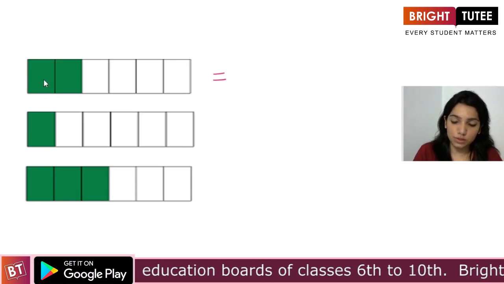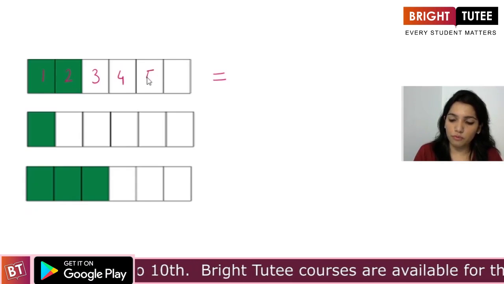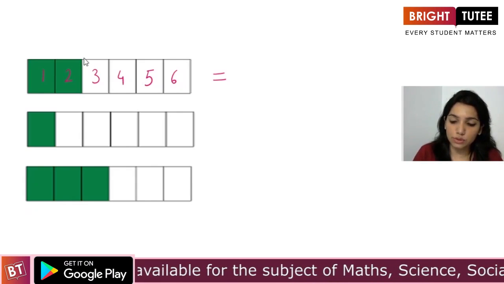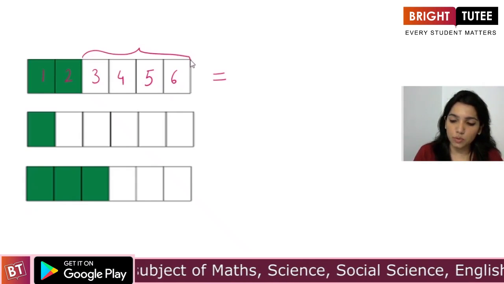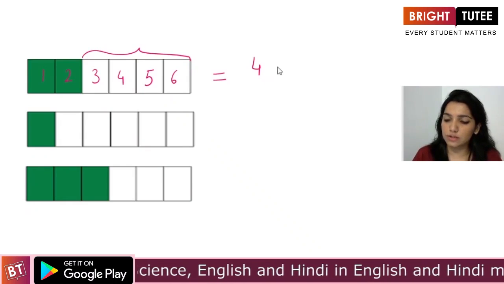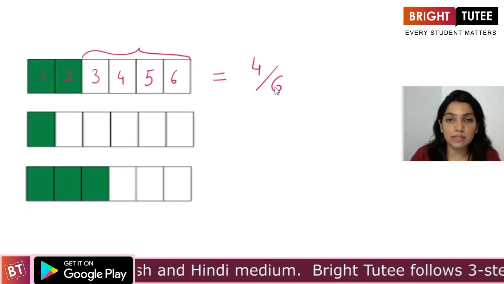How many parts do you see? 1, 2, 3, 4, 5 and 6. Out of these 6, how many do you see are not shaded? We see a total of 4 are not shaded. So the fraction is 4 over 6. I hope you will remember this.